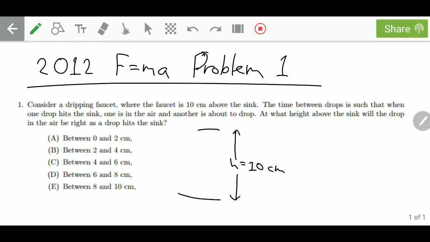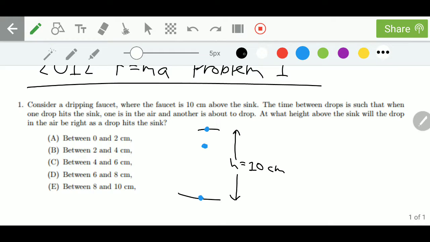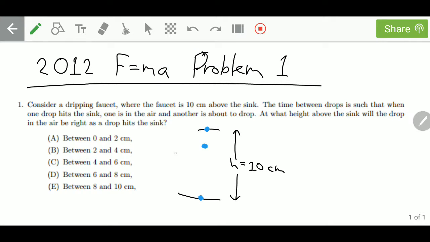So in this case, what we have is that one drop will be right here, hitting the ground, one will be about to drop, and one will be somewhere in the air. And the drops are evenly spaced in time, because that's the only way for this pattern to always be the case. And so the question asks, what is the height of this drop right when this drop that was right before it hits the sink?